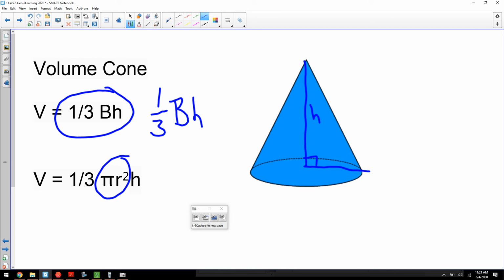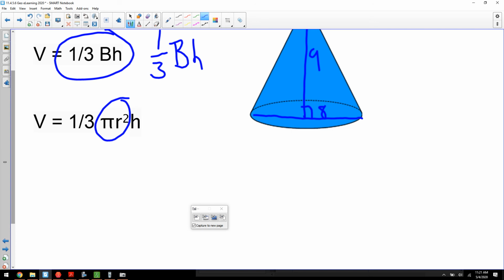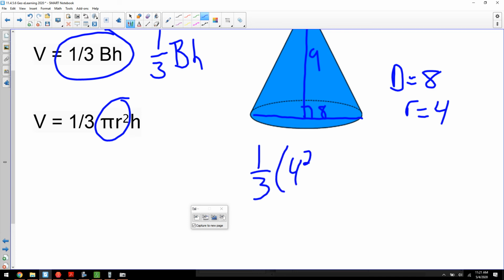So worst case scenario is if you are given a diameter. So let's say you have a diameter of 9. No, I don't want to do 9. That's too many fractions. We'll say we have a diameter of 8, and we have a vertical height of 9. So what we do is we put it all together. If your diameter is 8, that means your radius is 4. So we have 1/3, 4 squared, times our vertical height, which is 9, and then we put a pi in it at the end.